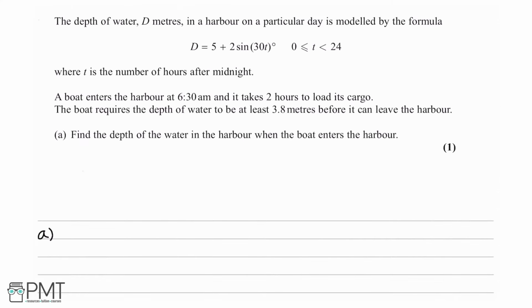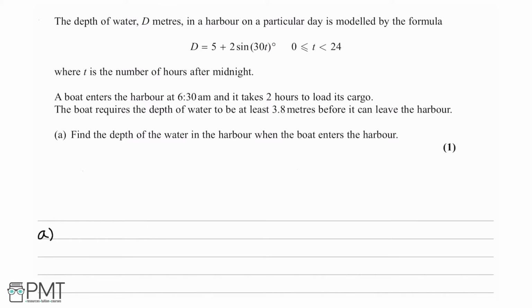The depth of water, d meters, in a harbour on a particular day is modelled by the formula d equals 5 plus 2 sine, and then brackets 30 times t in degrees, where t is between 0 and 24, where t is the number of hours after midnight. A boat enters the harbour at 6:30 a.m. and it takes 2 hours to load its cargo. The boat requires the depth of water to be at least 3.8 meters before it can leave the harbour.